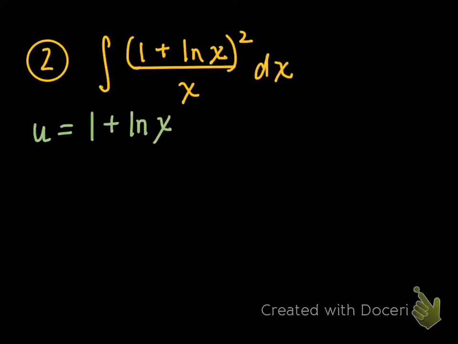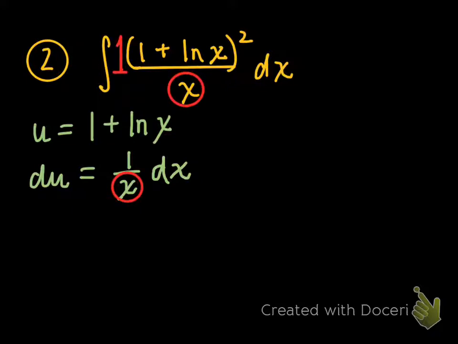So let u equal the inside function 1 plus natural log x. That makes du equal to 1 over x dx. Notice the x is on the bottom. Notice the understood 1 is on top. So the fraction 1 over x does indeed appear in the original integrand. So I'm in great shape here.